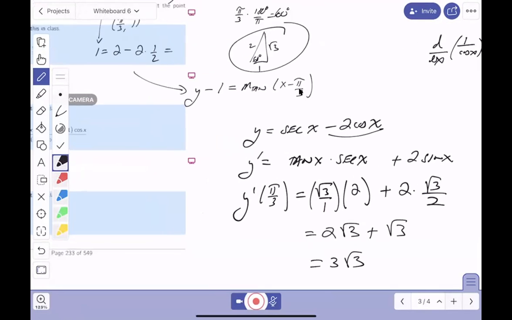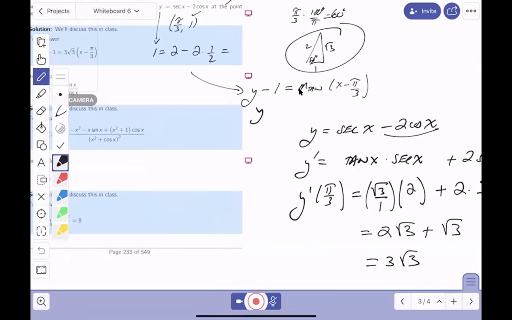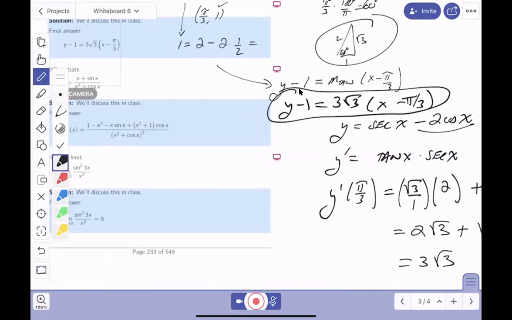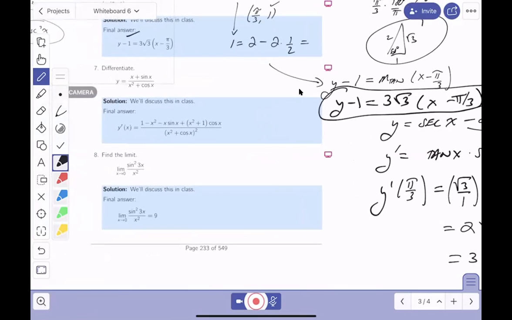So now I've got the slope. Let's go back over here. We'll check the key later. y minus 1 equals 3 root 3 times x minus pi over 3. Let's look at the answer. See how we did. y minus 1 equals 3 root 3 times x minus pi over 3. All right, that looks pretty good.